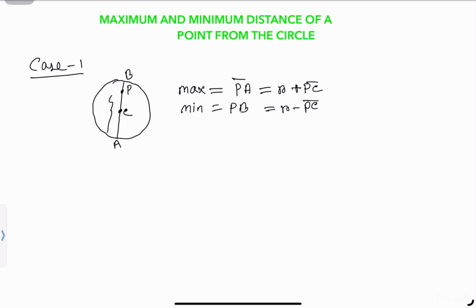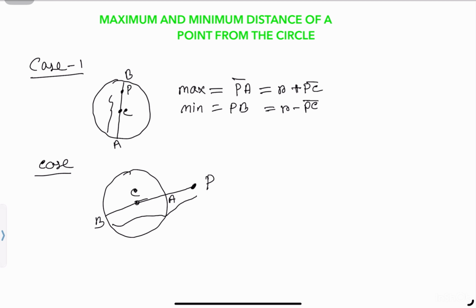Now case 2. Case 2 is when P is outside the circle. Take this as a circle, and P assumed here. I can draw one diameter which passes through P. This is our center C, and this is A, and this is B. Then tell me, what is the maximum distance from the point P to the given circle? The maximum distance should be from here to here.